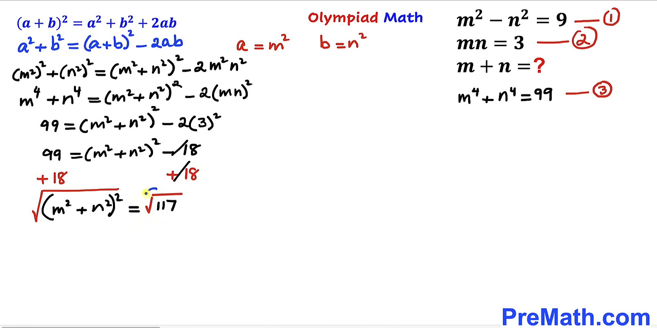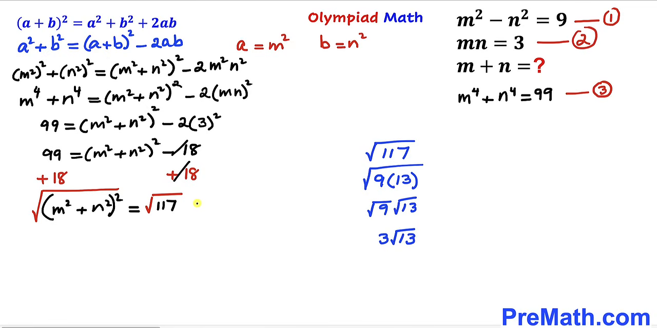And now let's focus on this square root of 117. And here I have copied down square root of 117. And now we can see 117 could be broken down into 9 times 13. So therefore we can write this one as square root of 9 times square root of 13. And we know square root of 9 is simply 3 times square root of 13.